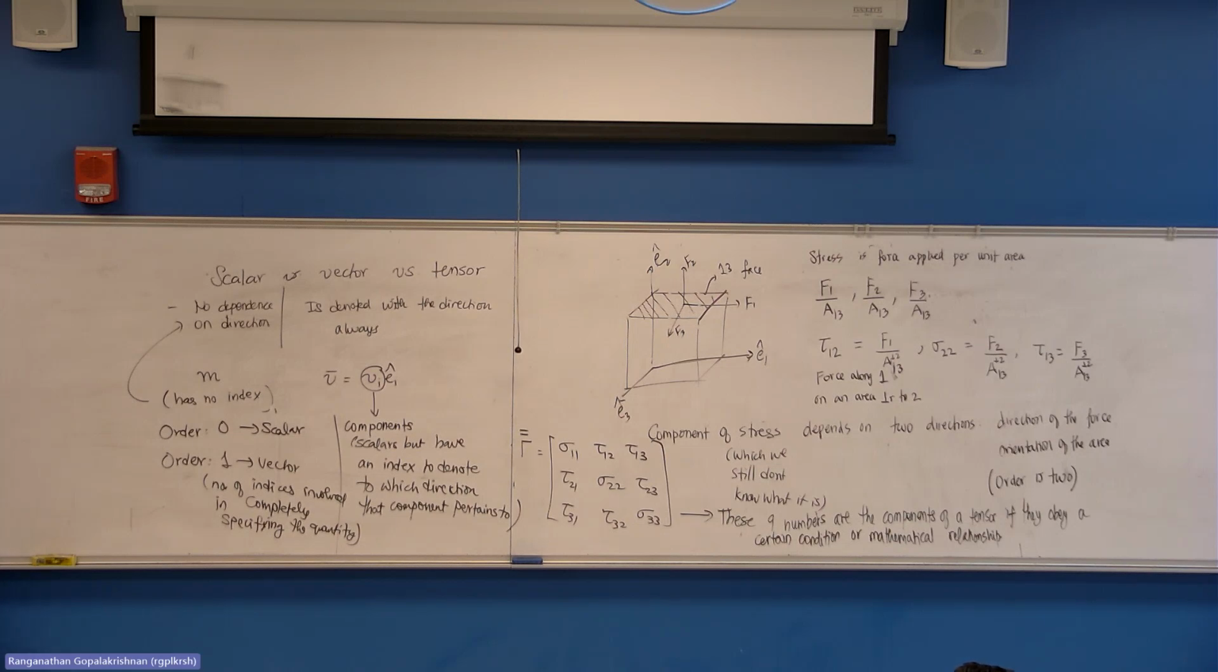So what could this mathematical constraint be? You? Yeah. Sigma 11, sigma 22, and sigma 33. Okay, what about them?